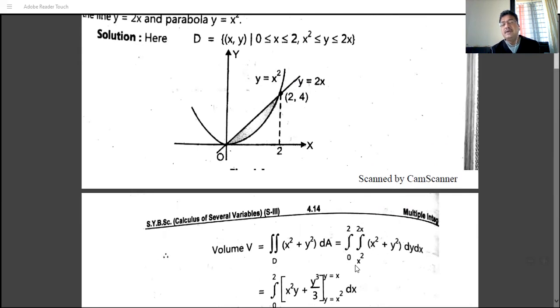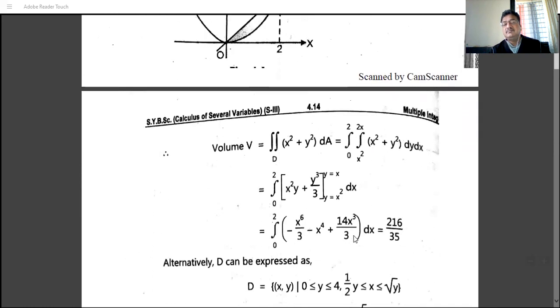So 2x is the lower limit and x square the upper limit, or x square the lower limit and 2x the upper limit. So draw the strip parallel to the y-axis here. While writing this problem in your notebook, draw the strip parallel to the y-axis. One end touches 2x and the other x square. To cover this area, we have to move this strip parallel to the y-axis from this point to this point, and therefore x runs from 0 to 2. And then we have the answer.